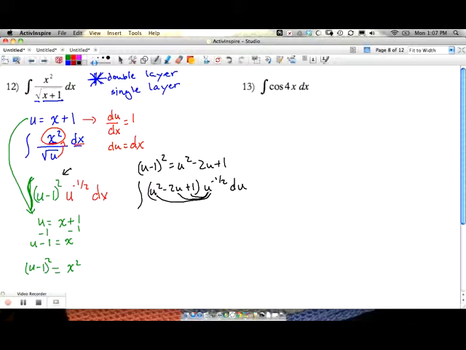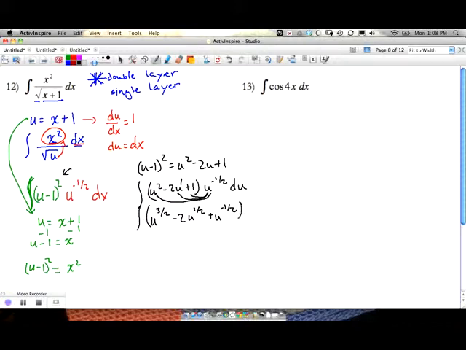So remember, when you're multiplying same base, different exponents, you add the exponents. So 2 plus negative 1/2 is u to the 1.5 or 3/2, minus 2 times u to the 1 plus a negative 1/2 is going to be u to the 1/2. And then the last one is just plus u to the negative 1/2 because 1 times anything is itself.